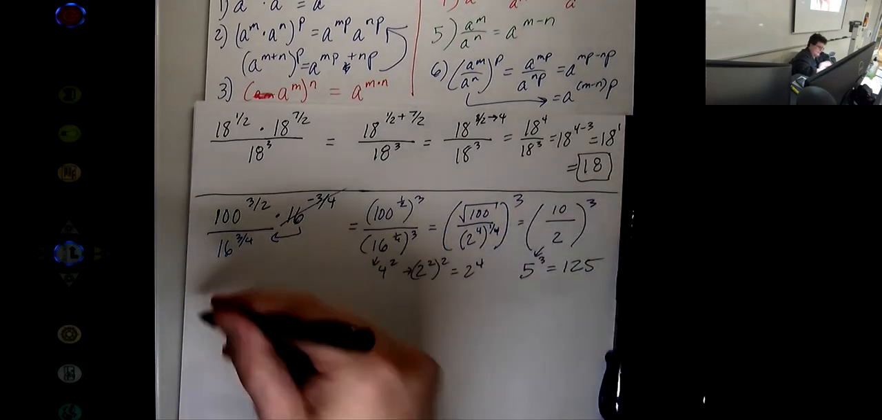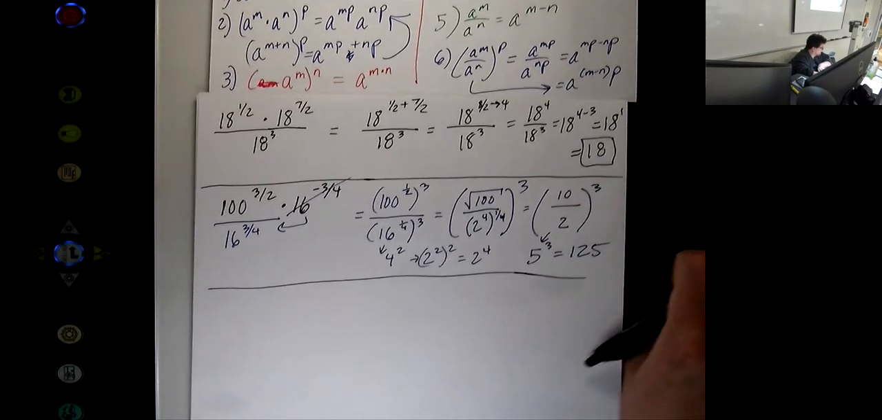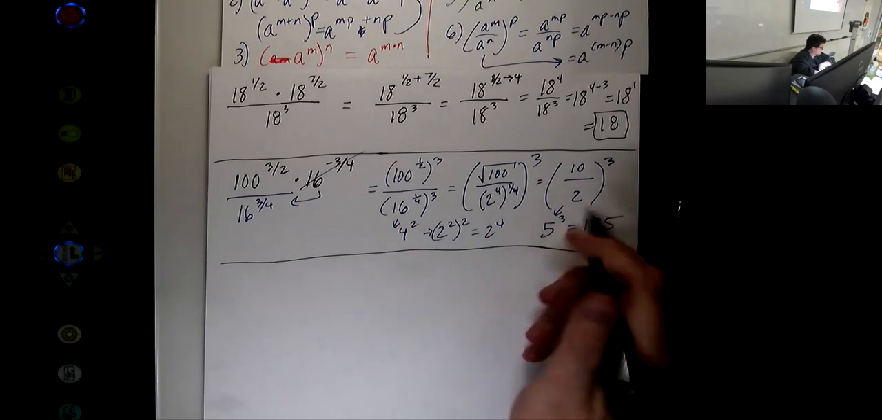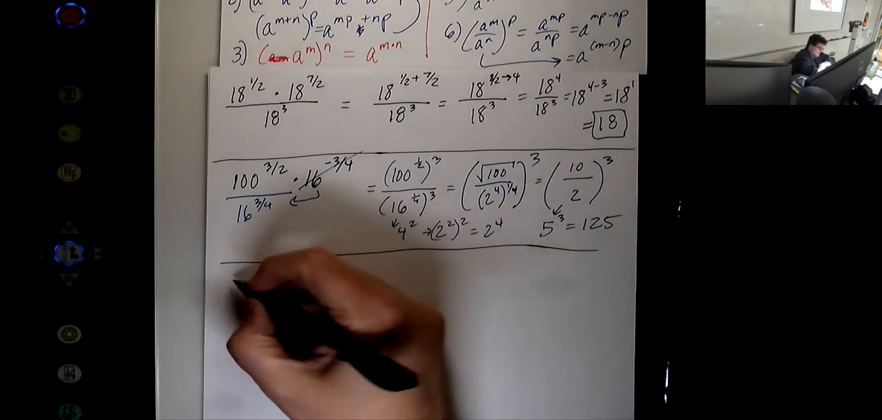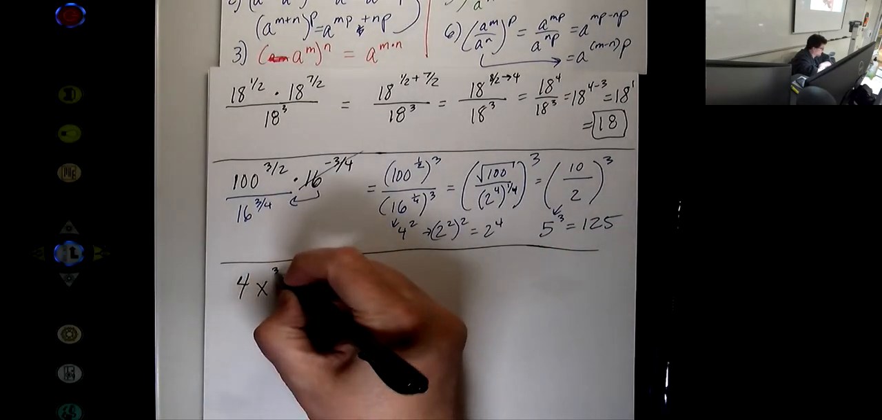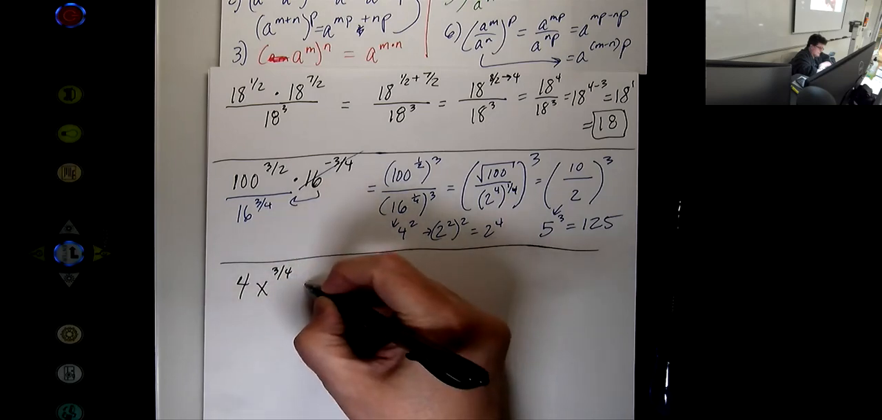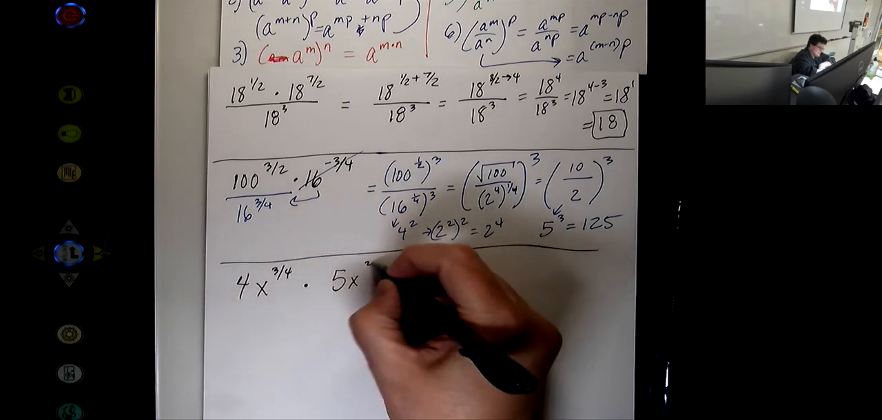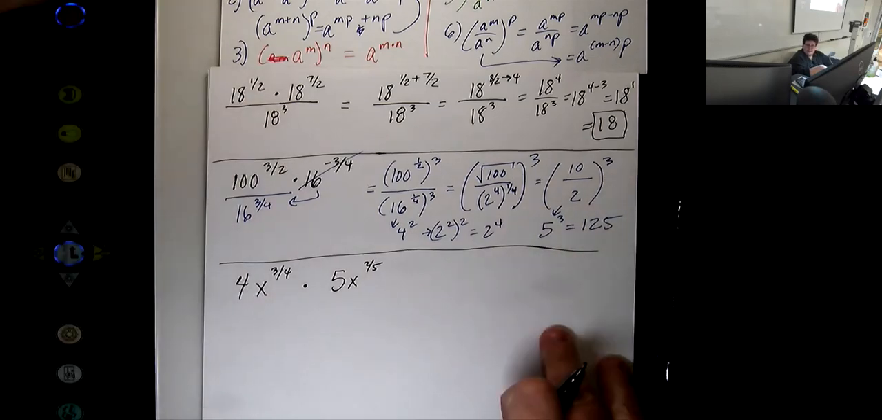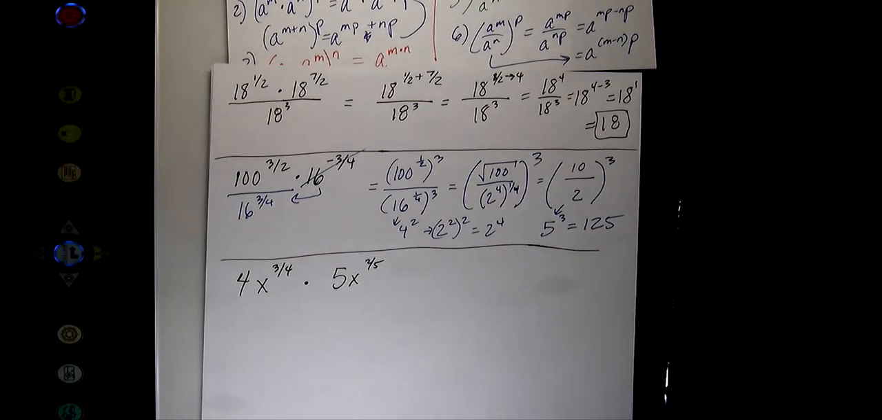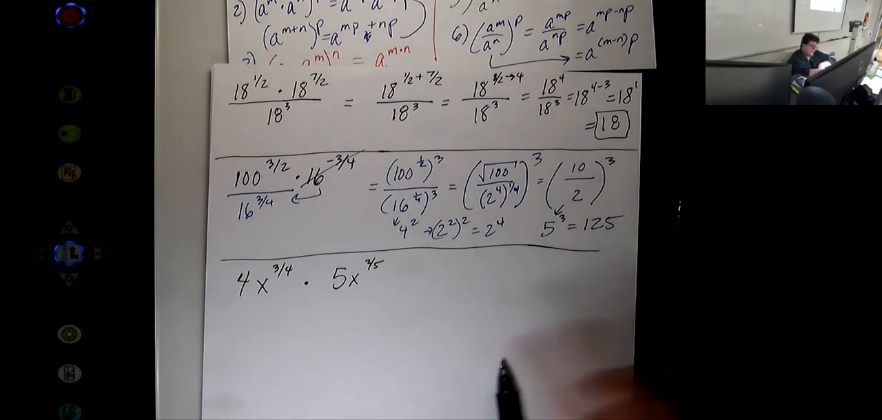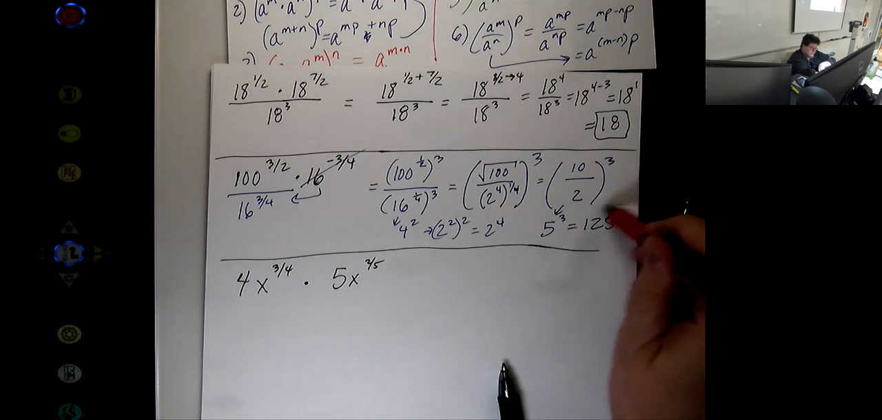Okay, let's take a look at another. We got 4x to the 3/4 times 5x to the 2/5. We want to simplify that. I'm sorry, just the one on top, which one is the result of the one on top? The 125. Okay. Thank you.